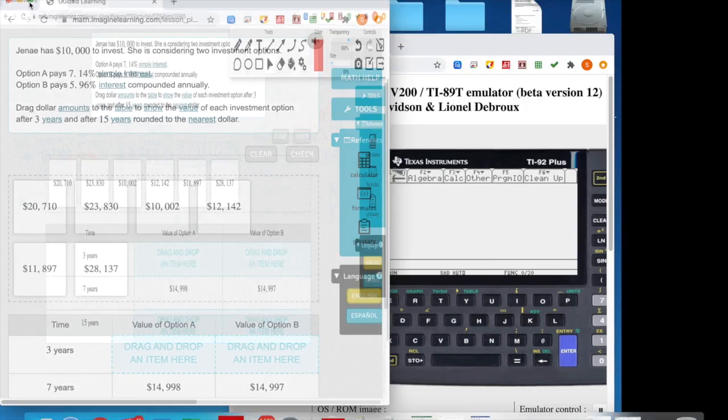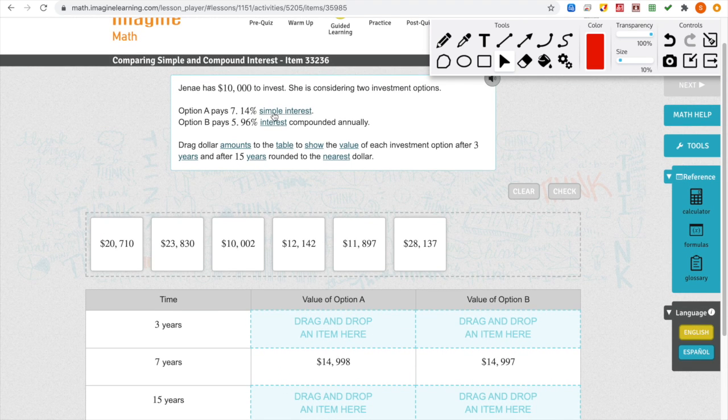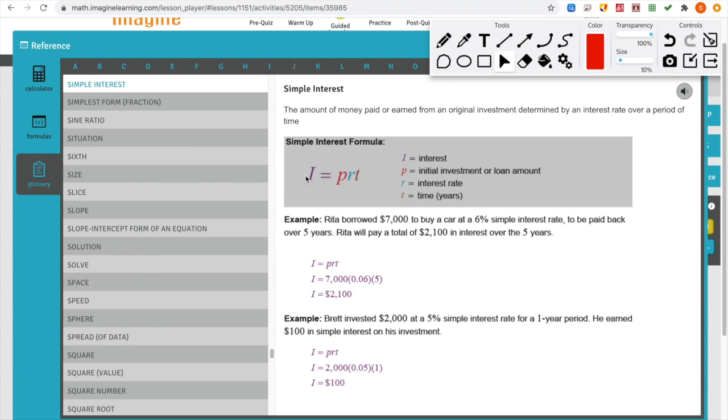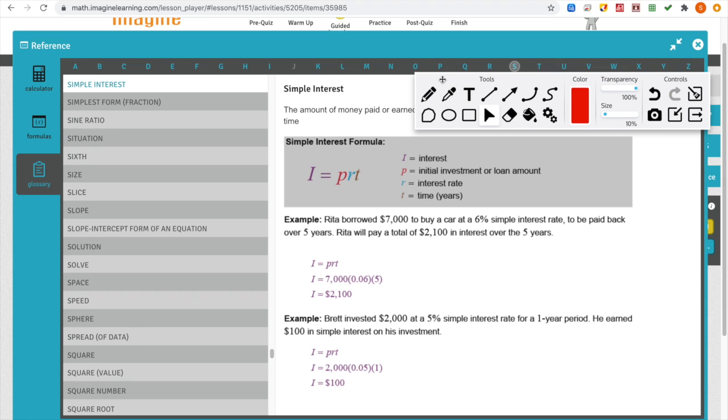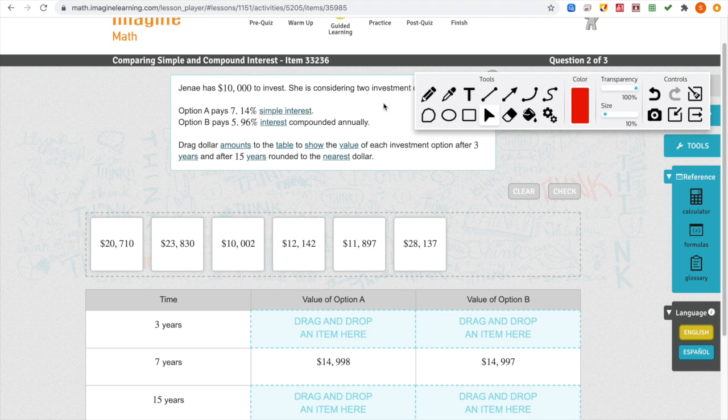So I'm just going to worry about option A right now. And option A says simple interest. So when I click on it, it's going to tell me I equals PRT. Alright, so I'm going to go ahead and close that out, but I know that simple interest is going to be I equals PRT. So I'm going to rewrite that right there. So the problem is, whenever I do this formula, it's going to give me the interest. And the interest is how much the account goes up. But what it's asking for is how much is in each account.